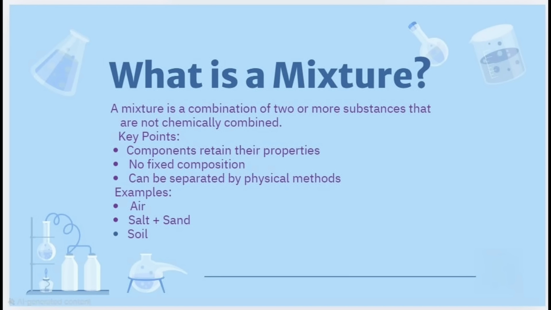What is a mixture? A mixture is a combination of two or more substances that are not chemically combined. Its key points are: components retain their properties. They have no fixed composition. They can be separated by physical methods. Example: air, salt plus sand, and soil.